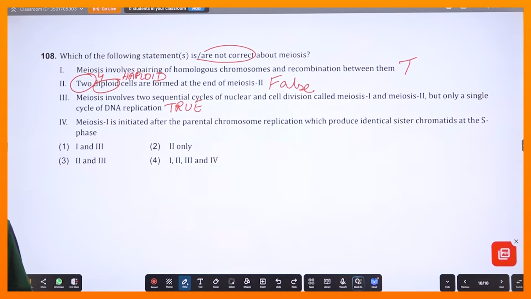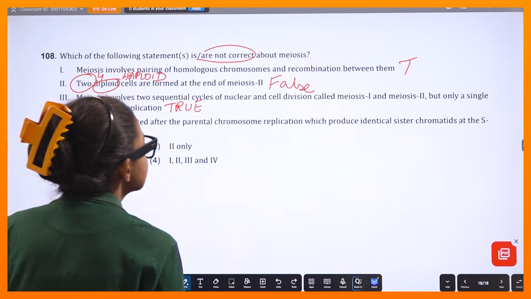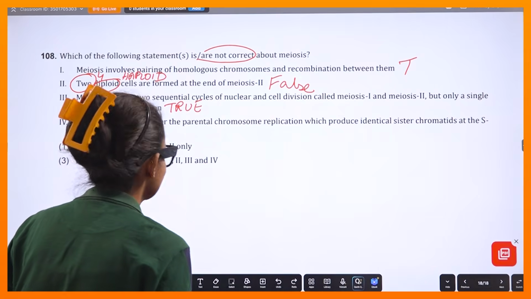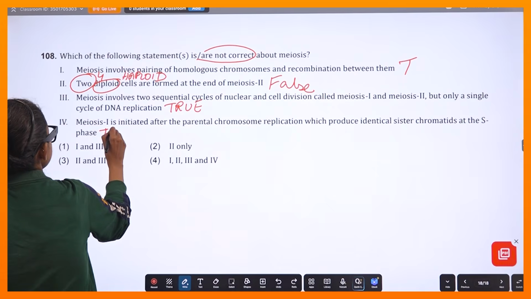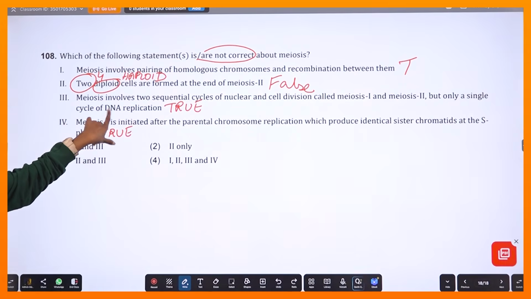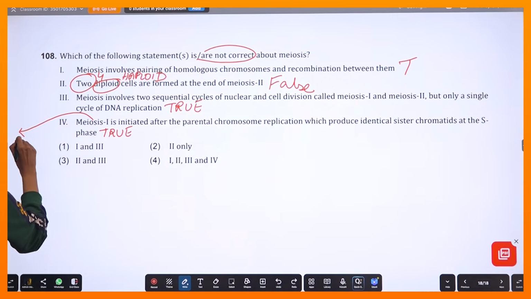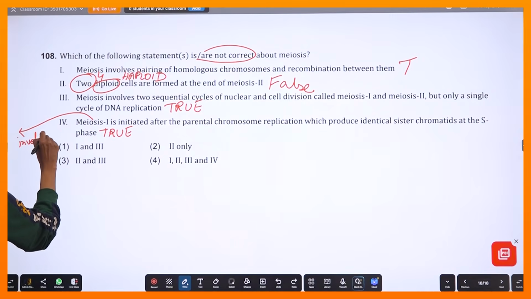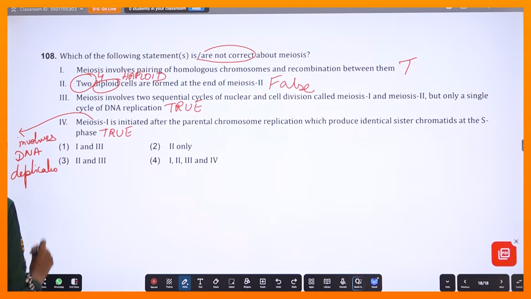Meiosis 1 is initiated after parental chromosome replication, which produces identical sister chromatids at the S phase. True. Because meiosis 1 involves DNA replication, right? Involves DNA replication. One second.